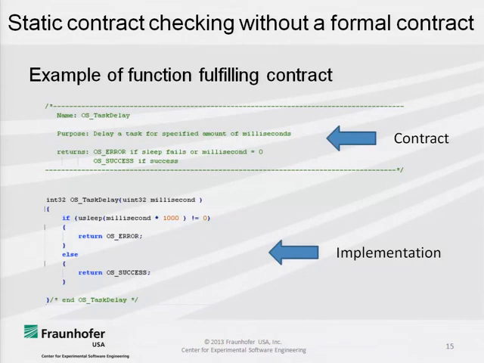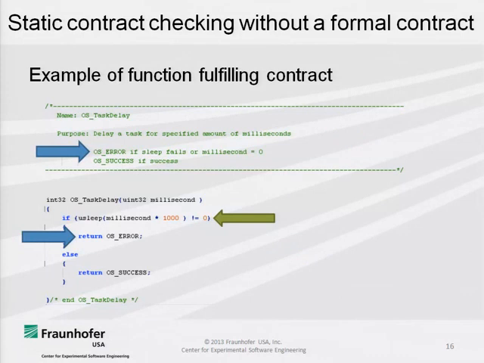Here is a simple contract. It says, delay a task for a specified amount of milliseconds, right? That's what the contract is. And it says, we will return OS error if something happens and success otherwise. So there is a contract and there is an implementation. So it seems to be satisfying. I mean, we can see that there's an OS error and OS success, at least. The contract doesn't say a lot of details, but let's keep this as an example, okay?